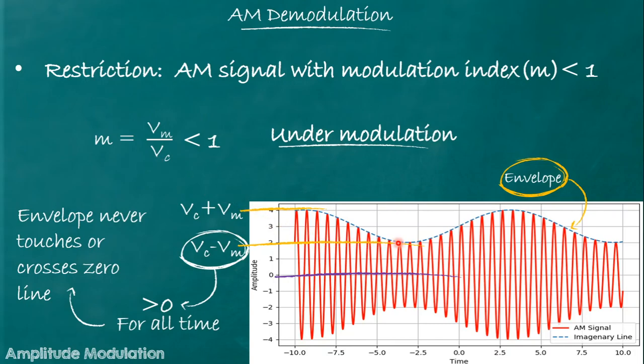Now we know that the minimum value of the envelope is VC minus VM, and since the modulation index is less than 1, VM is always less than VC. As a result, the difference VC minus VM will always be greater than 0. So we can say that our envelope never touches 0 or crosses the 0 line. Here you can see that VC minus VM is always positive, so the envelope is not touching 0, nor will it cross the 0 line.